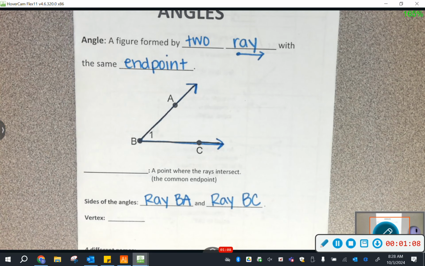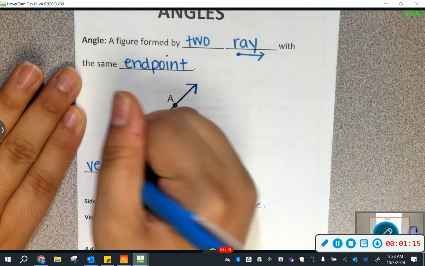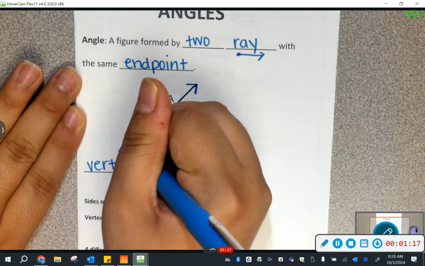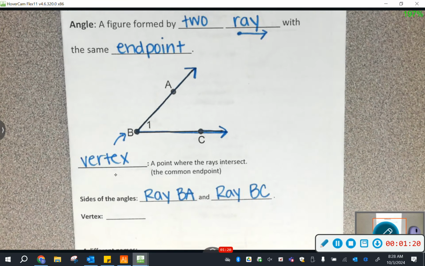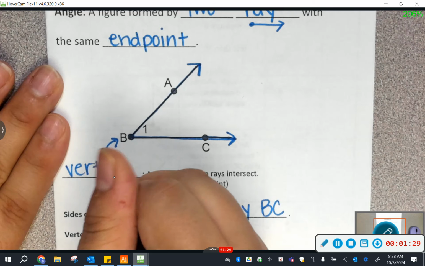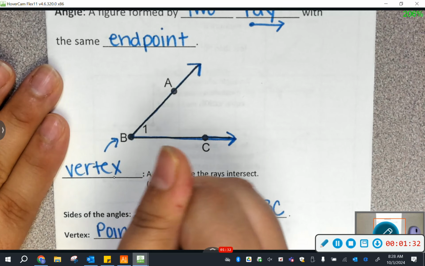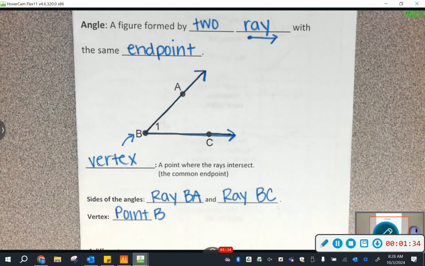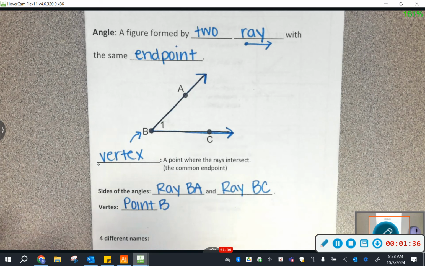And the endpoint that they share, the point where your two rays intersect, is called a vertex. Your vertex is also what we name the angle by. So what point is my vertex? Point B. So anytime I talk about a vertex, I'm talking about the middle of that angle. There are 4 different ways I can talk about this angle.